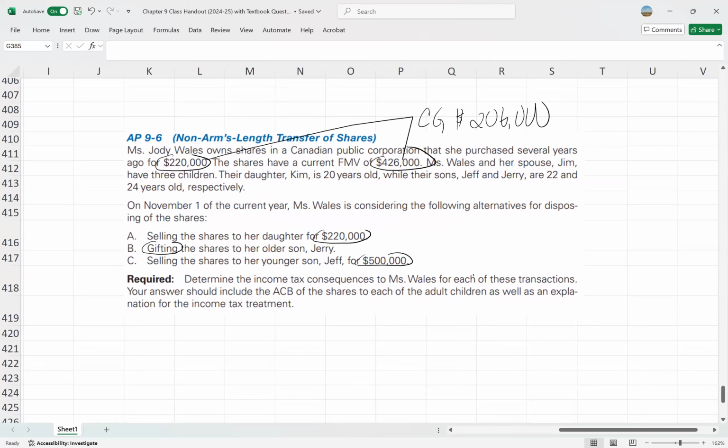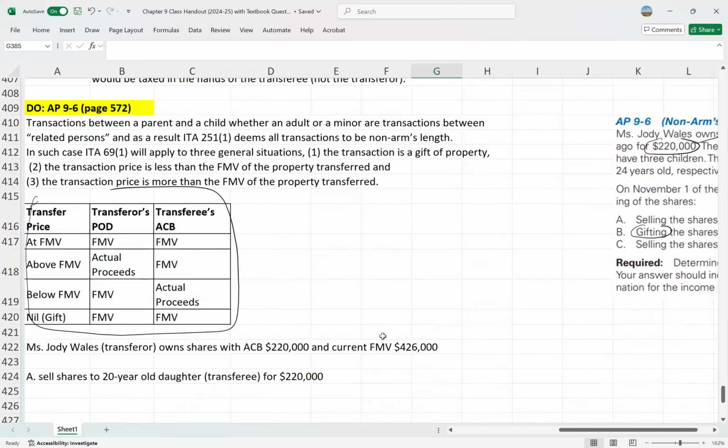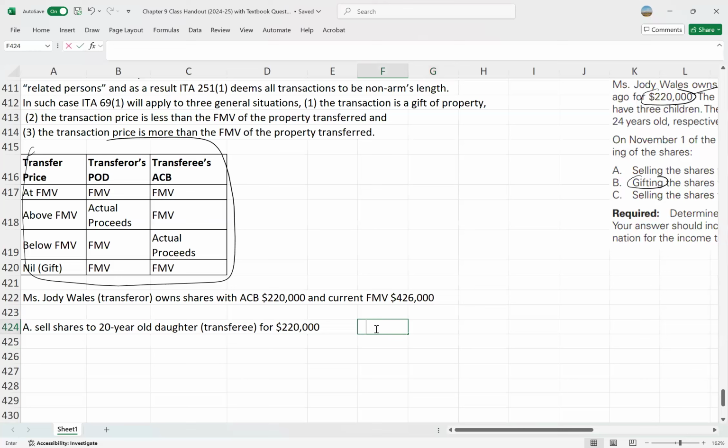So what we're going to do is look at the consequences in each of these 3 alternatives. Let's look at the first one: selling the shares to the daughter for $220. That's going to be below fair market value. So let's look at the below fair market value row here.